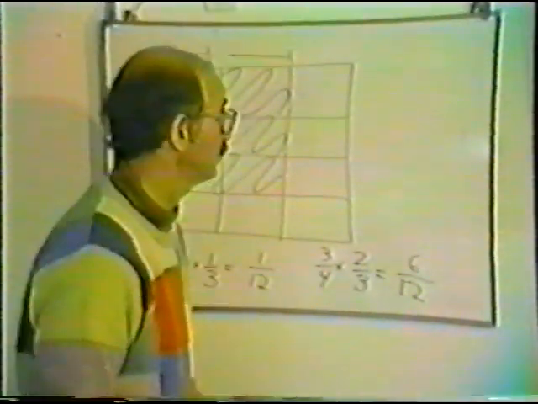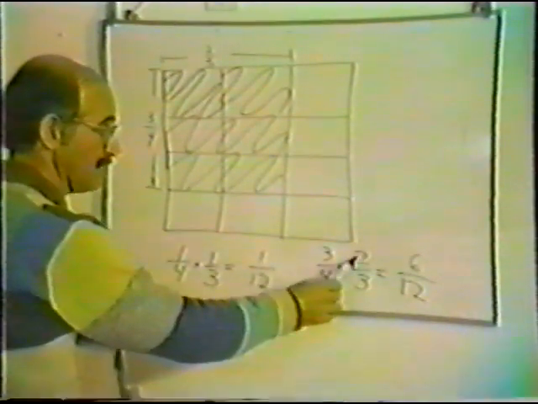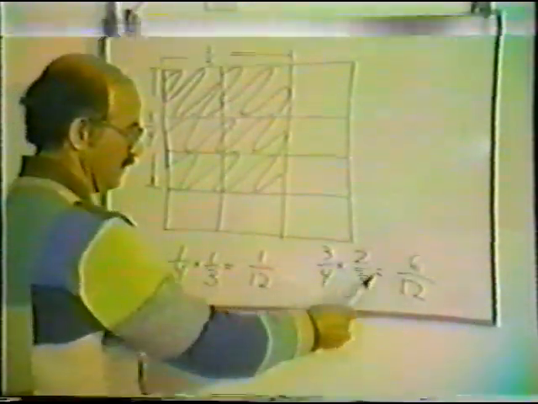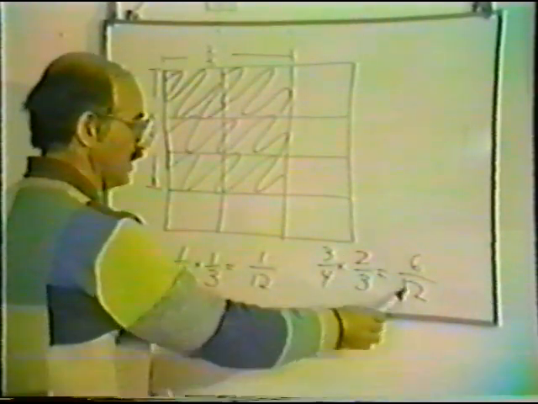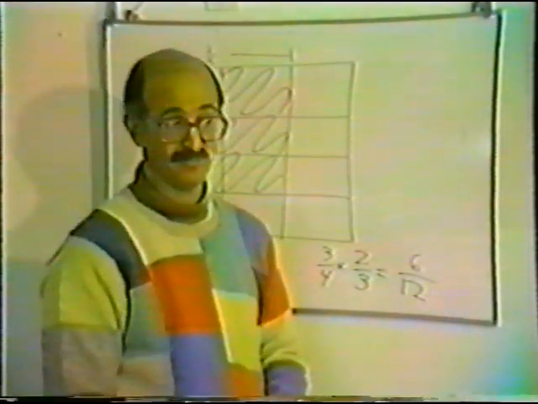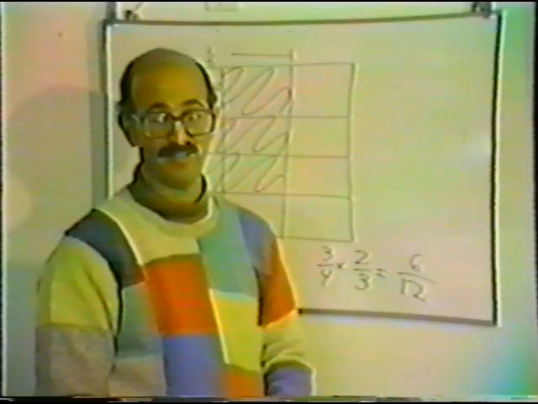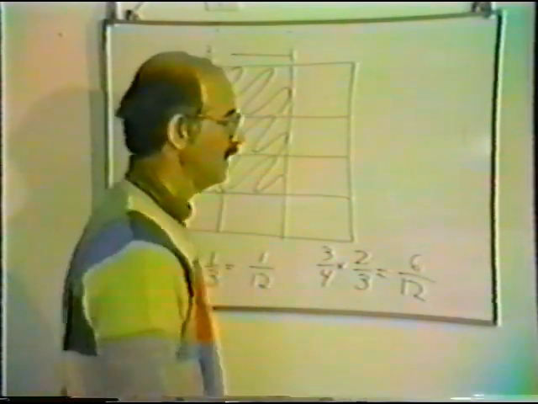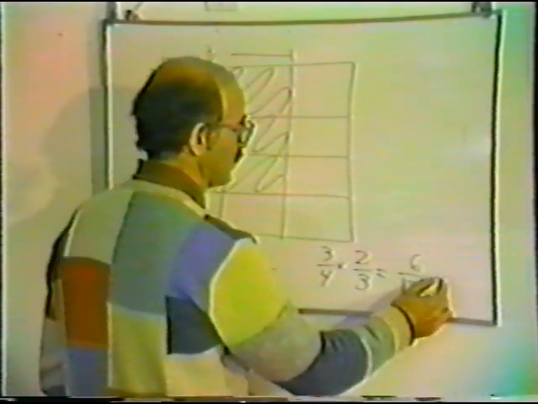Now let's multiply across and see if we get the same answer that we got from our picture. 3 times 2 is? 6. 4 times 3 is? 12. Is it finished? No. Why not? We need to reduce it. Yes, we need to reduce the answer.